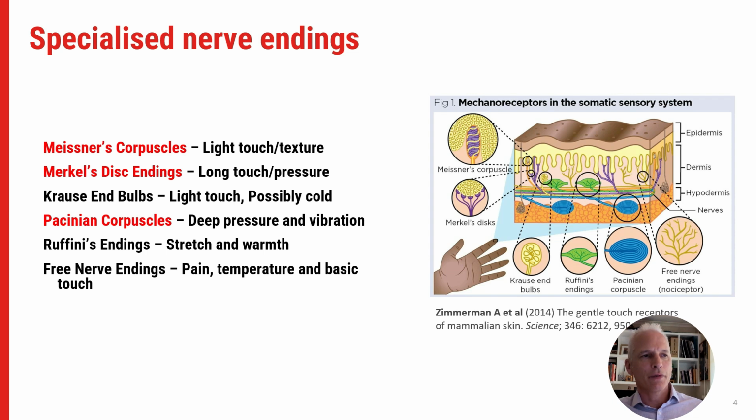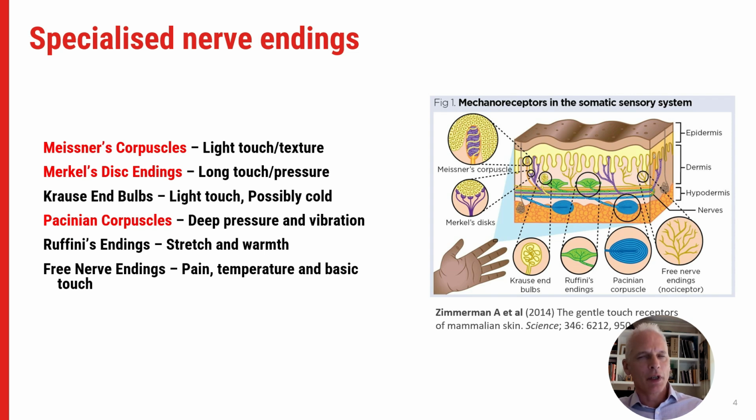So the Meissner's corpuscle, for example, which is one you should be aware of, is involved in light touch and textural sensations. Merkel's disc endings are involved in longer touch and pressure. So the Meissner and Merkel receptors are particularly involved in the monofilament because that involves light touch and pressure. Krause end bulbs, probably something that you're not going to think about too often, are possibly involved in cold perception and light touch, but not so much as the Meissner and Merkel disc endings.